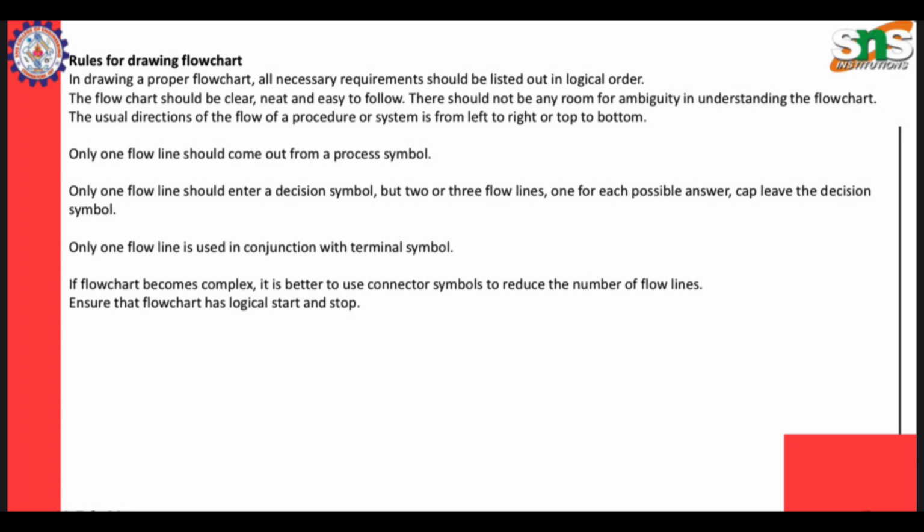Only one flow line should come out from a process symbol. Only one flow line should enter a decision symbol, but 2 or 3 flow lines, one for each possible answer, can leave the decision symbol. Only one flow line is used in conjunction with the terminal symbol. If a flowchart becomes complex, it is better to use connector symbols to reduce the number of flow lines.